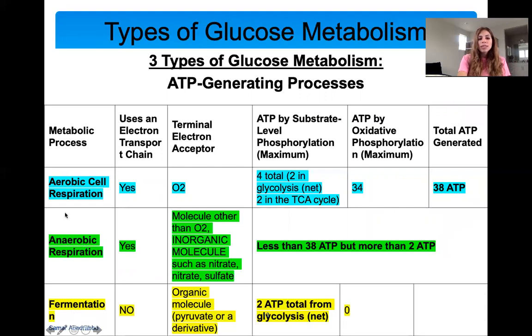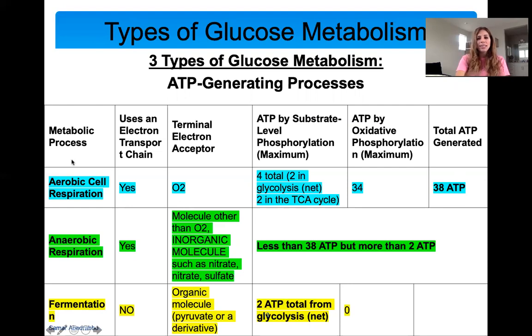The one that produces the most ATP by breaking down glucose is aerobic cell respiration. So if a cell had a choice to do any of these, it would always choose aerobic respiration because you get the most total ATP. Anaerobic respiration gives you less than 38 ATP, but more than 2, depending on what you metabolize or break down. And then fermentation gives you the lowest number of ATP, and it's only 2 ATP.